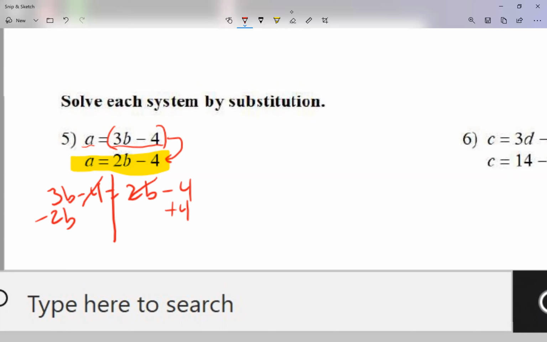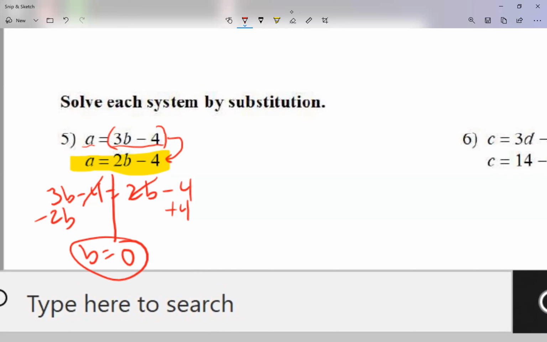All right, so on the left side, I have B's, right? 3B minus 2B, right? 3 minus 2. That gives me 1B. I'm not going to write 1B, I'm just going to write B because it's 1B. Negative 4 plus 4 is 0. So B is equal to 0. I know one value. I'm trying to find both values.